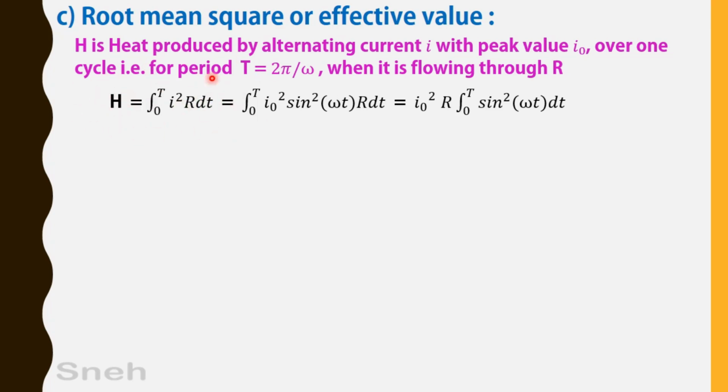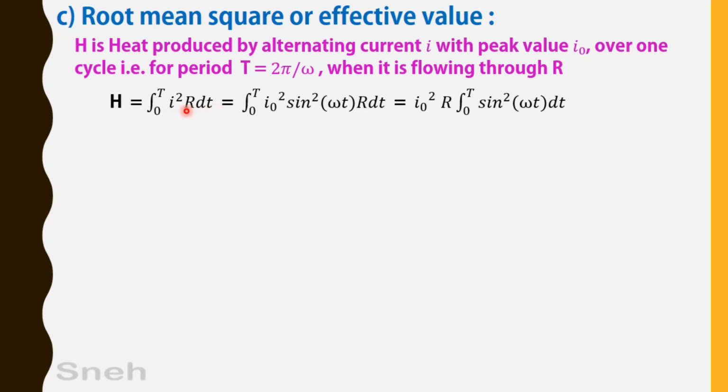Am I finding average? No. It is the amount of heat generated over a complete cycle. So it is integration from 0 to T of I square R dt, because I'm taking it over dt. Integration is taken over dt.